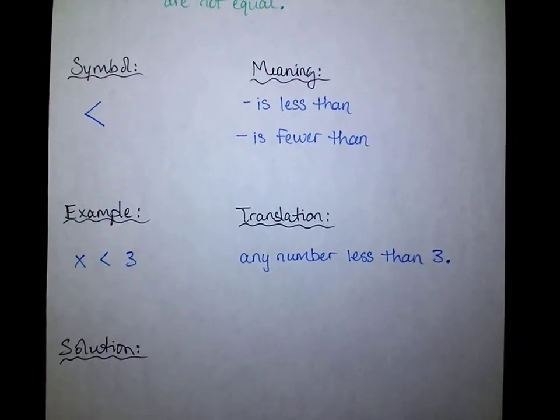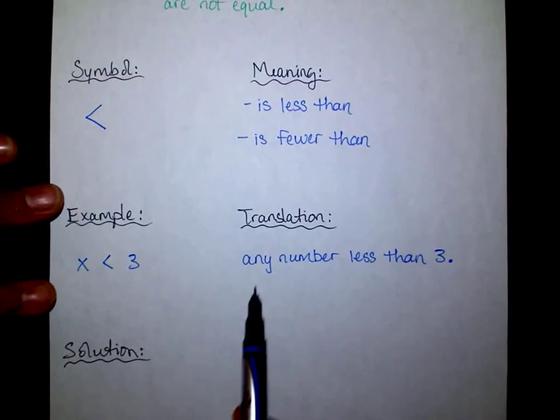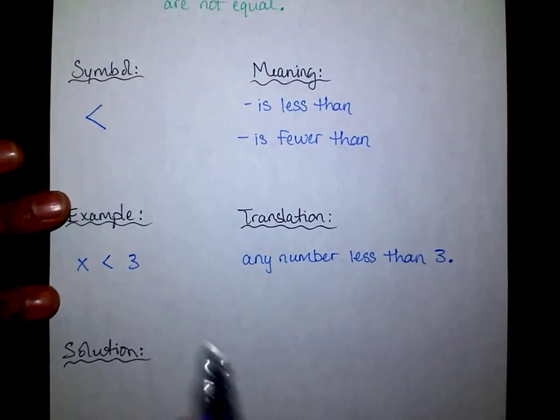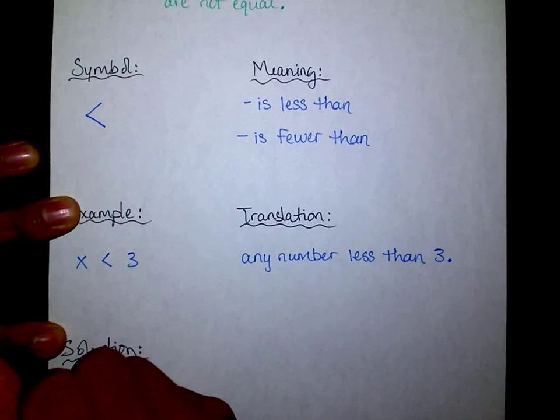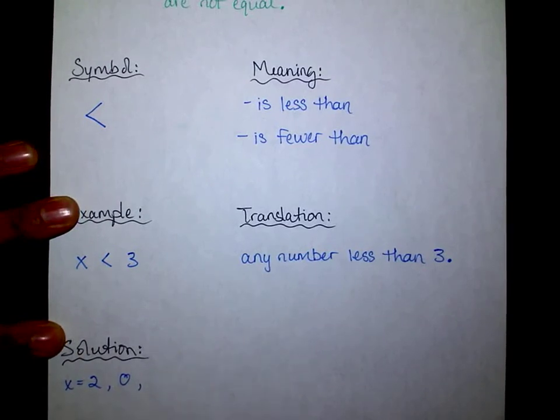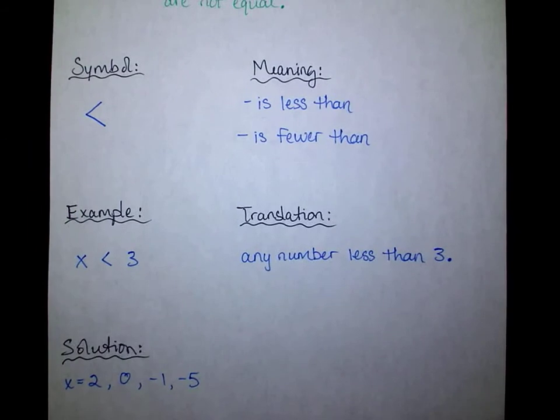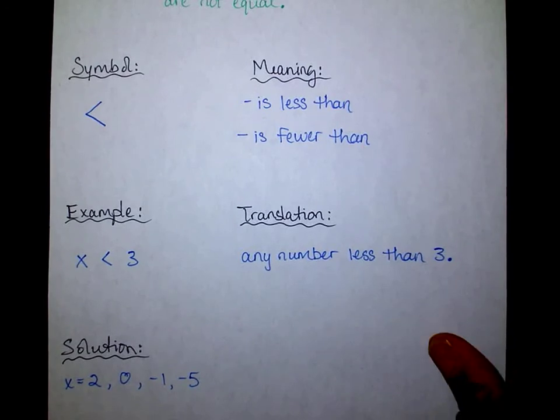And we also want to discuss what some possible solutions would be for this inequality. Simply, it'll be any number less than 3. So the first number less than 3 that I'm thinking of is 2. Then you could say 0. Now some negative integers that we could discuss would be -1, -5, and so forth. Anything as long as it is a number that is less than 3. Alright, let's move on to the next one.